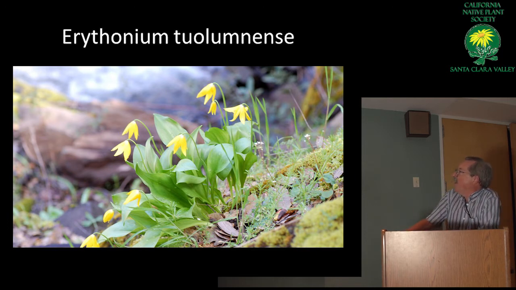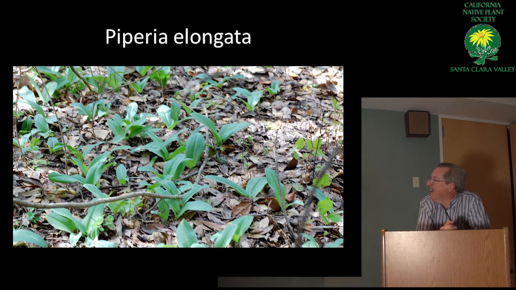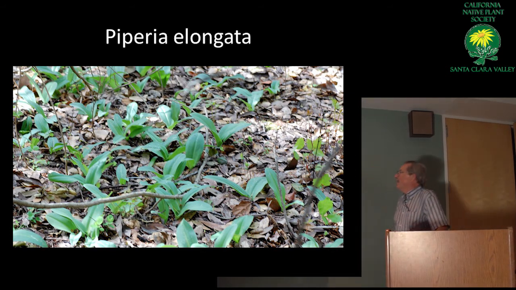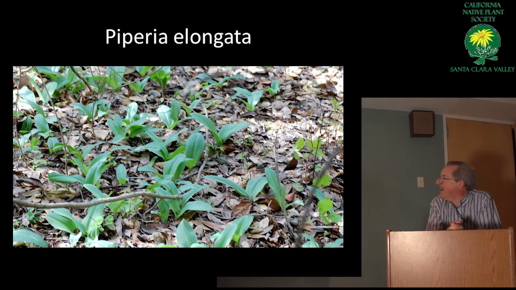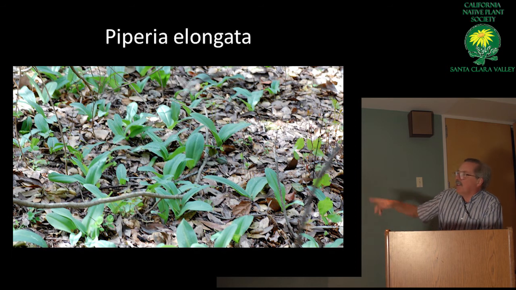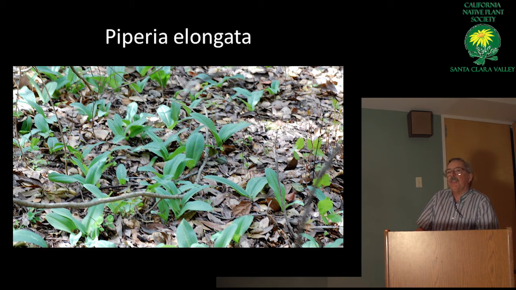Next, please. And this is another one that bothers me. This is at Edgewood, and suddenly you get this huge grouping of Piperia elongata. Now, they're more common in this area, but this little patch is just so thick. Why there? And why not somewhere else?